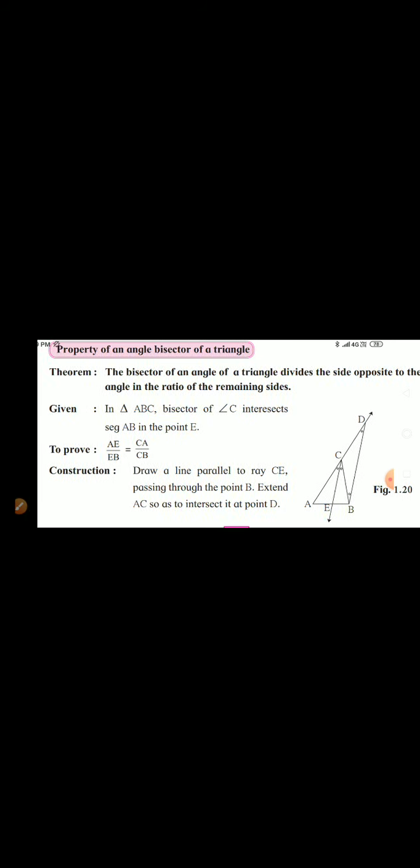So we see that ray CE is parallel to ray BD and AD is the transversal. Now see the pair of angles, that is angle ACE is equal to angle CDB, and the reason given is corresponding angles. So you can see in the diagram angle ACE and angle CDB. So here is angle ACE, this one.